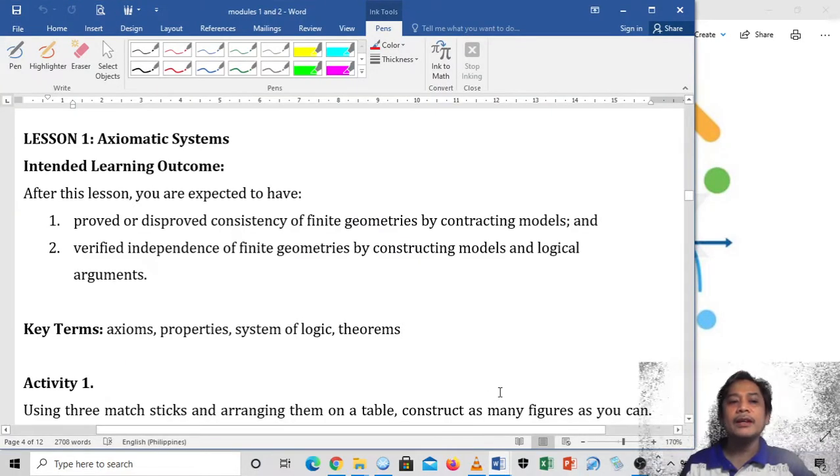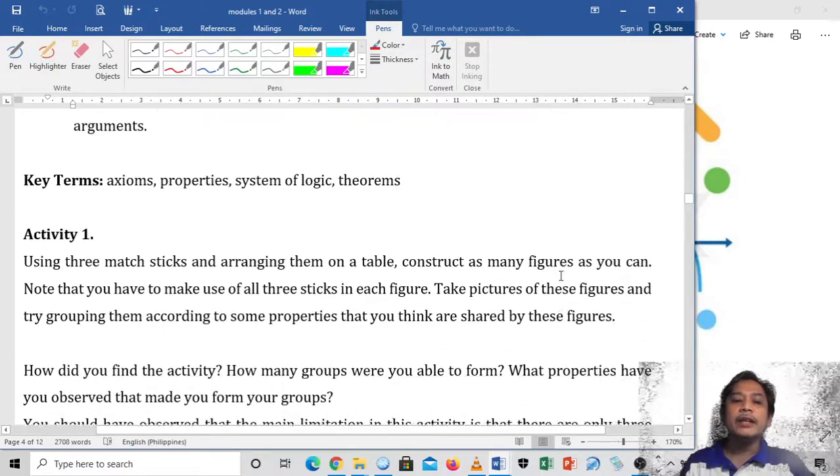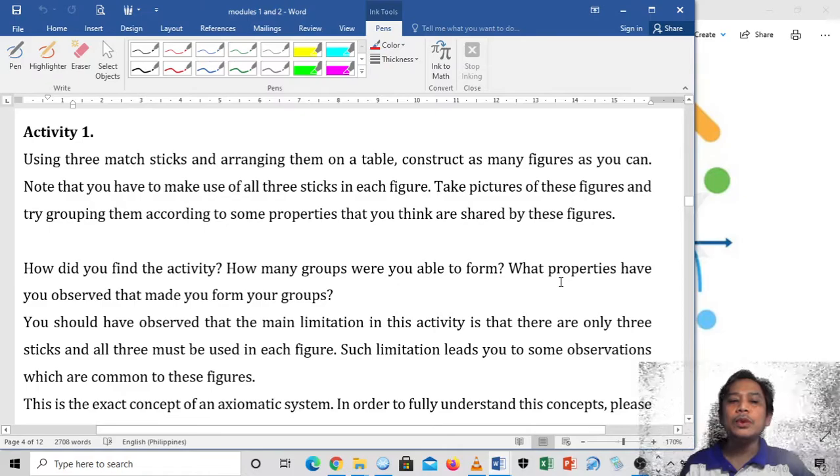So here in this lesson, our intended learning outcomes would be for you to be able to prove or disprove consistency of finite geometries by constructing models, and to verify the independence of finite geometries again by constructing models and through logical arguments. So in this lesson, you were asked to do an activity.